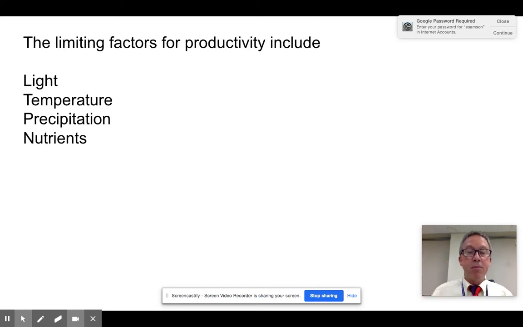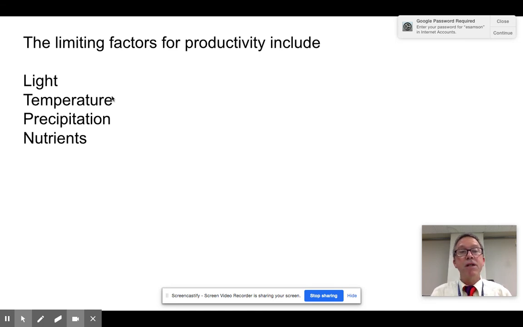So the productivity on our planet in different areas varies depending on things that limit productivity. For instance, light. Without light, you can't have productivity because you need that for photosynthesis. What we found is that as I get closer to the poles, there's less light. It's more spread out, so I can have less productivity. As I get closer to the equator, I'm going to have more productivity because the light is more concentrated. Similarly, temperature. When it's very cold, it's difficult for photosynthesis to happen. The warmer it gets, the easier it is.